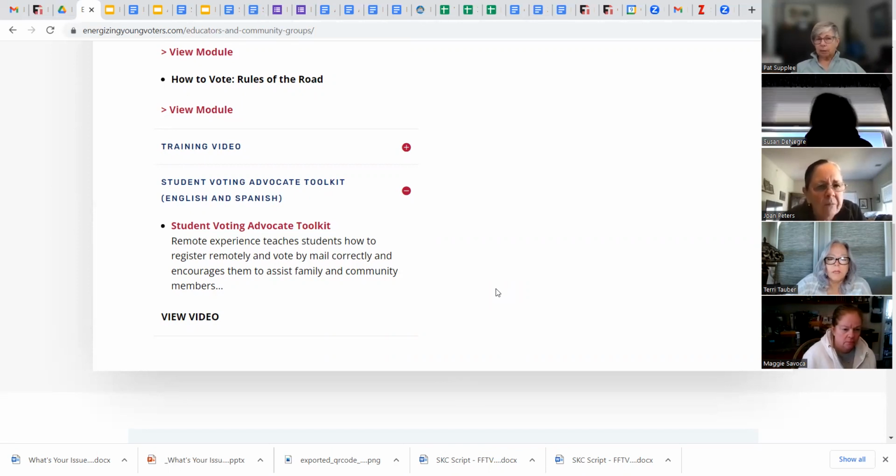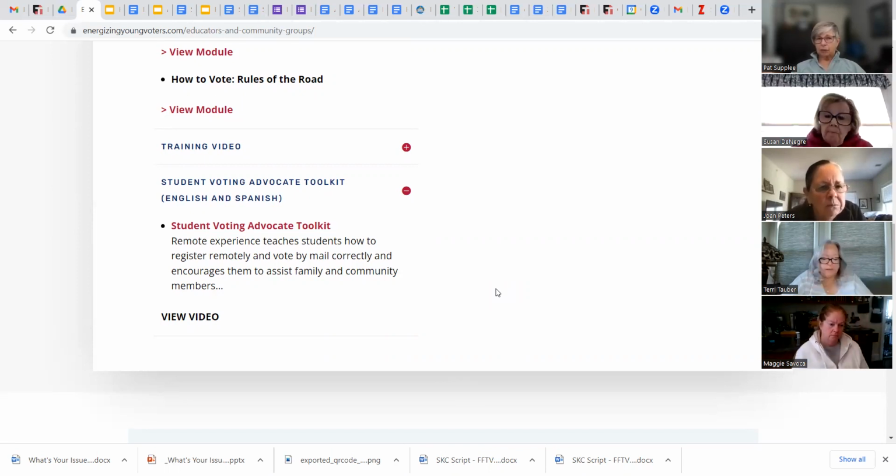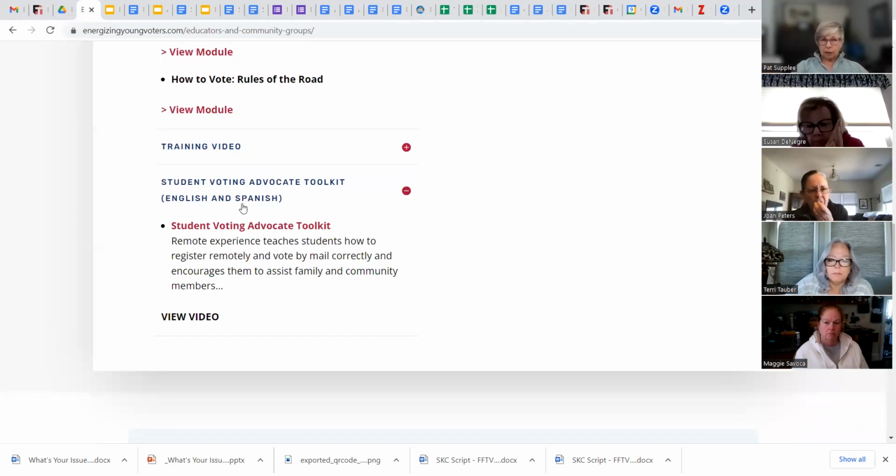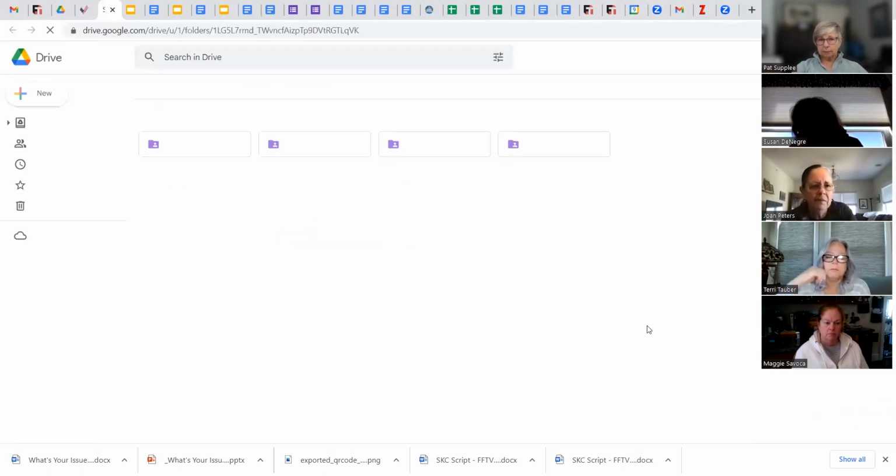So one of our members had the brilliant idea of using the kids as advocates, because we were getting into schools remotely. She developed the Student Advocate Toolkit.